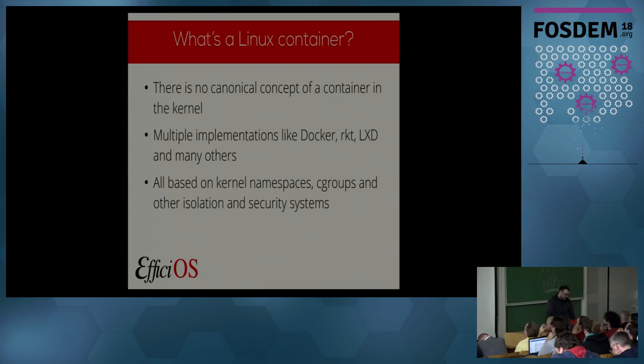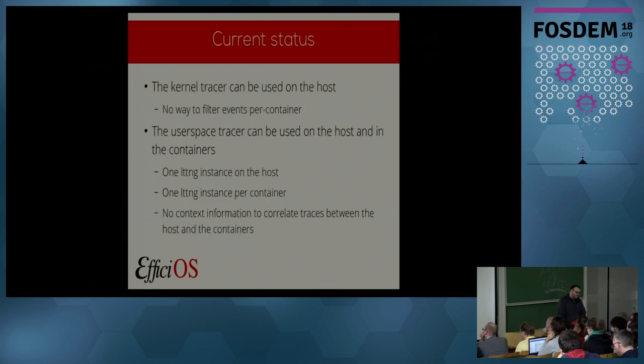And then for the container part, well, what is a Linux container? I'm sure most of you won't be surprised to know that there's no actual concept of a container inside the Linux kernel. It's multiple subsystems like cgroups and namespaces that are combined to make different third-party implementations like Docker, Rocket, LXD, and many others. So supporting all this in a kernel tracer can be a bit complex, since each container technology has its own way of using those features. The least common denominator here is the namespaces, so that's what we chose to use as a first implementation of how we can integrate with containers in LTTng.